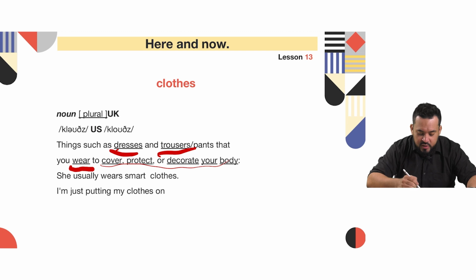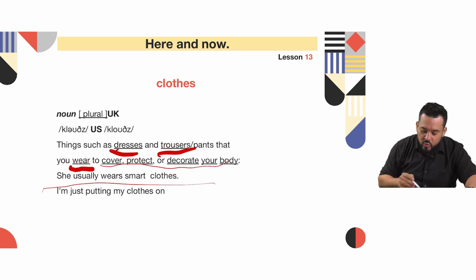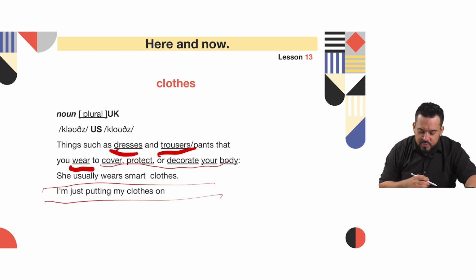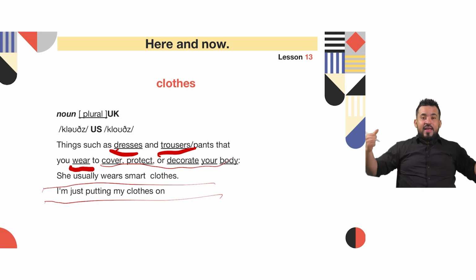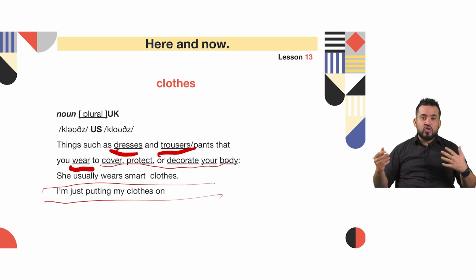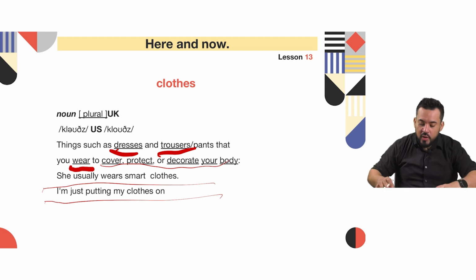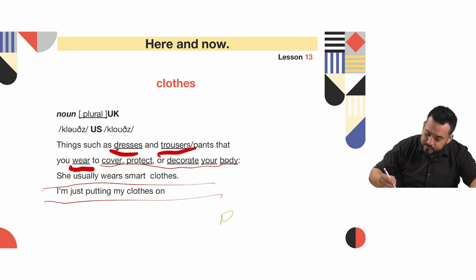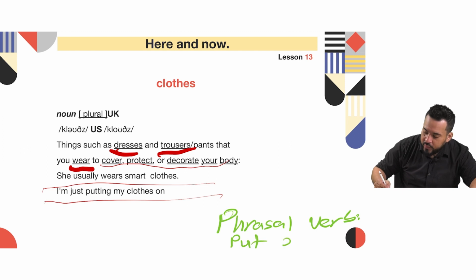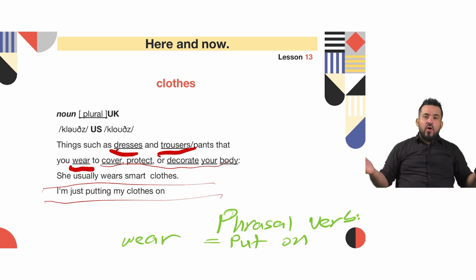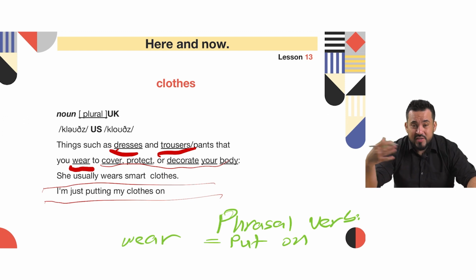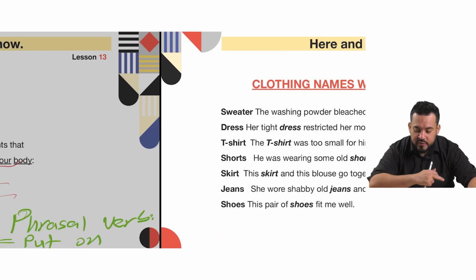Okay, let's take a look at some examples. She usually wears smart clothes. I'm just putting my clothes on. So for the act of wearing your clothes, you can also use put on your clothes. Put on is a phrasal verb. Put on practically means wear. It's the same thing. Wear means put on, and you can say I'm putting on my clothes or I'm wearing my clothes. It's the same thing.